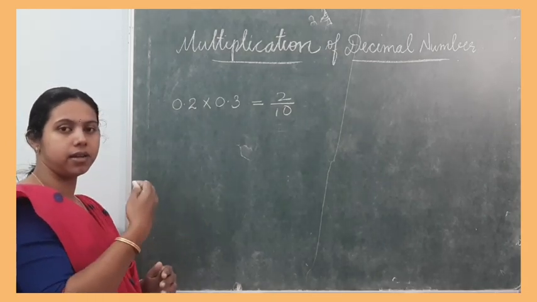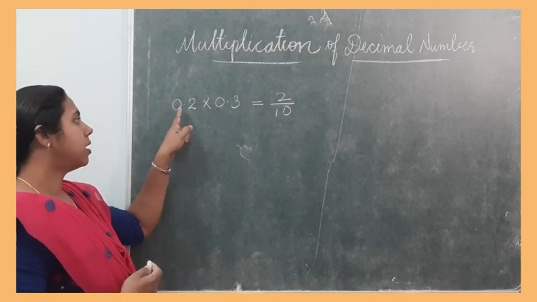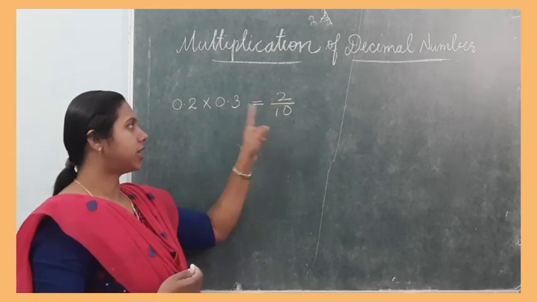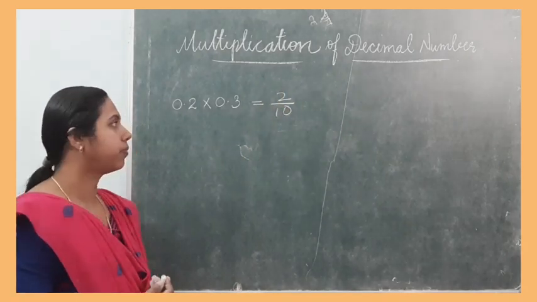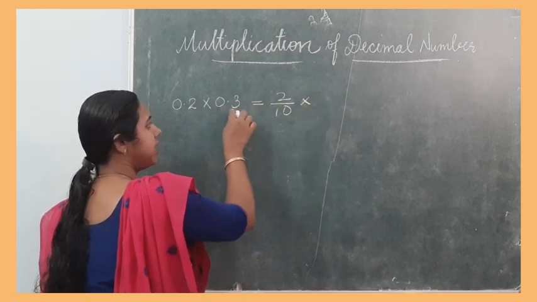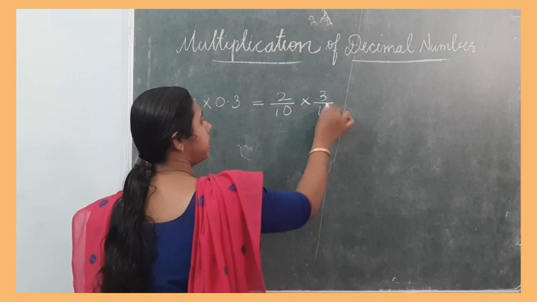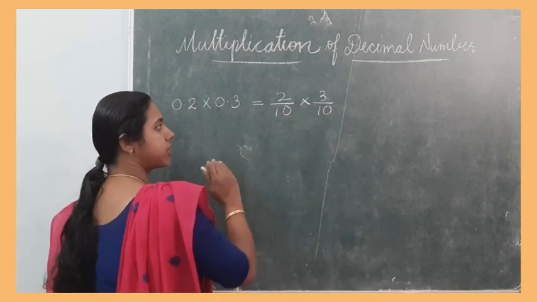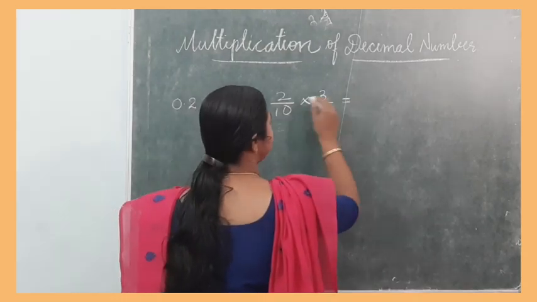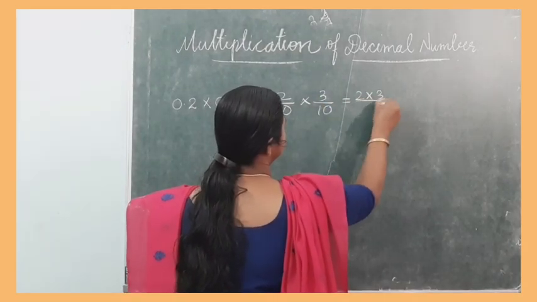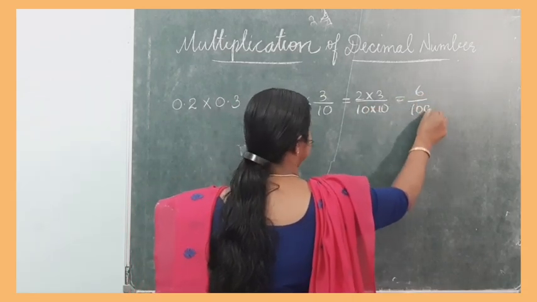We will write the number of zeros in the denominator. So 0.2 means 2 by 10, only one decimal place. So you can write 2 by 10. 2 by 10 into 0.3, that is 3 by 10. We know the multiplication of two fractions. You just multiply the numerator and multiply the denominator. So which is equal to 2 into 3 by 10 into 10, which is equal to 6 by 100.